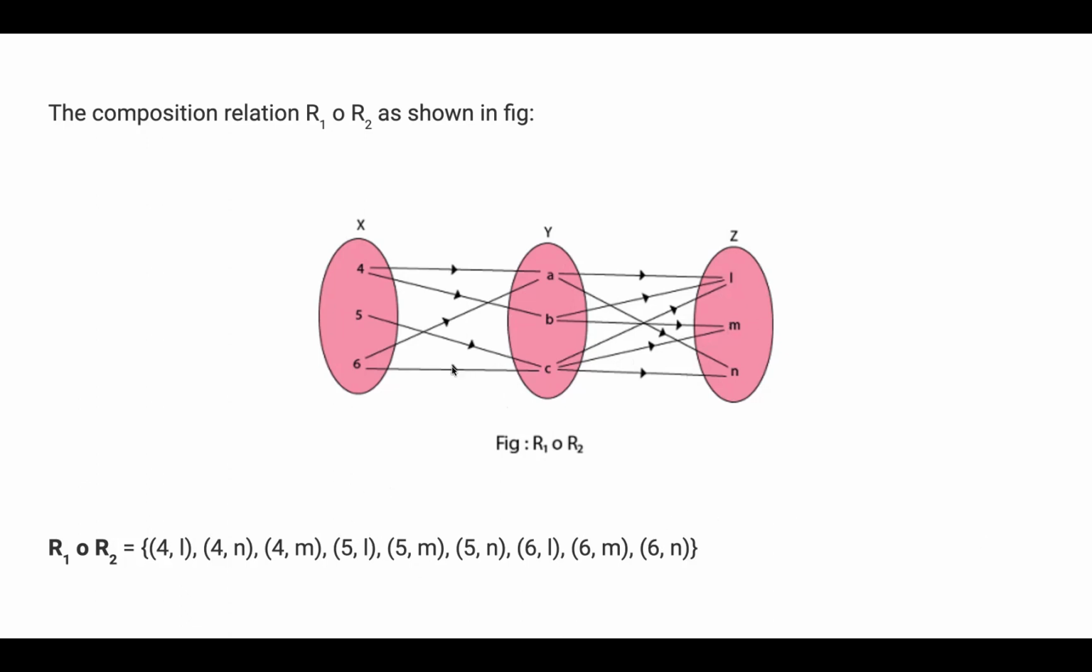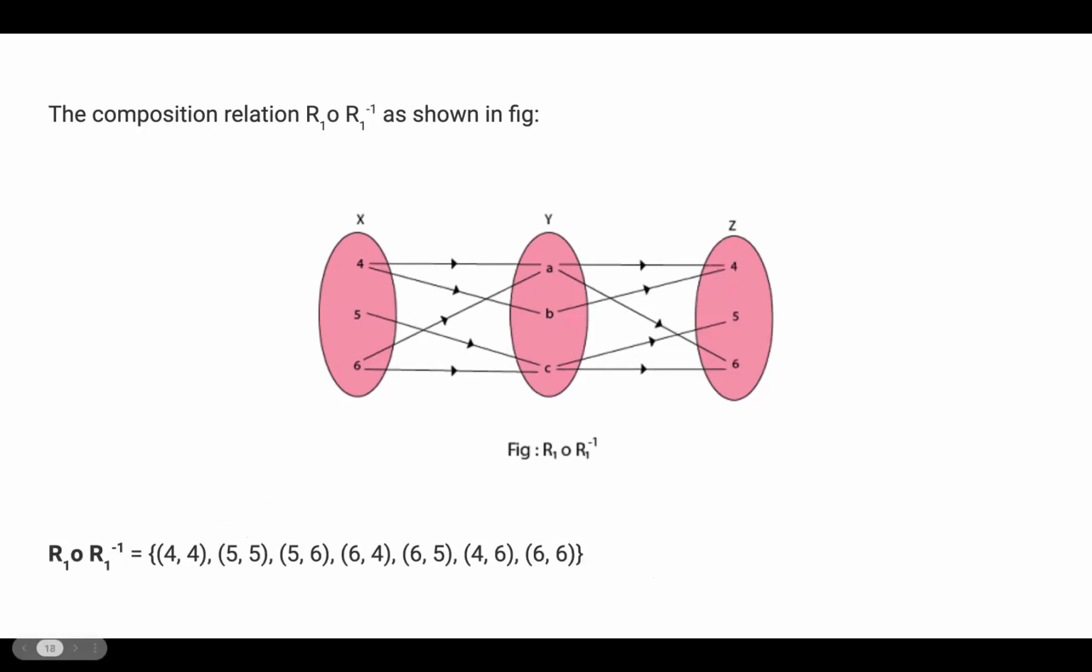6C is here. 6CL, 6L we have covered. 6CM. So 6M will be the next pair for R1 composite R2, and 6CN, 6N is covered there. So here 6M, 6N. So R1 composite R2 we have calculated here.